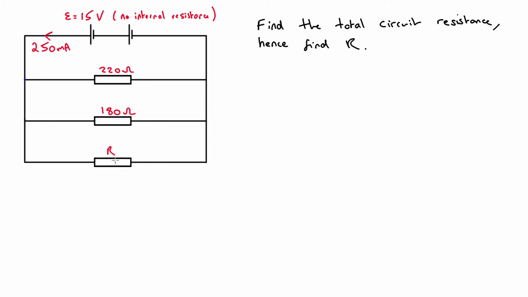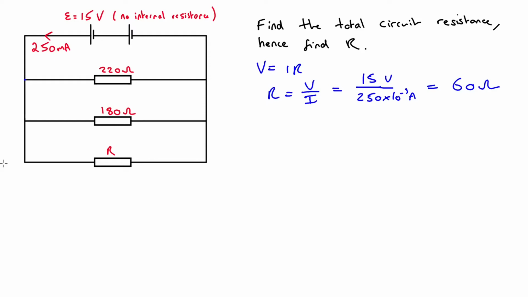Well, how can we do that? We don't know the resistance of this bottom resistor. Well, we do know that 250 milliamps flows from the power supply, so we've got a total current of 250 milliamps. We've got a 15 volt battery here acting as our power supply, so we know that V equals IR. So if we use the total volts and the total current, we'll work out the total resistance. R equals V over I. In total, we have 15 volts across this circuit, and that 15 volts drives a total current. And what that means is the effective circuit resistance here is 60 ohms.